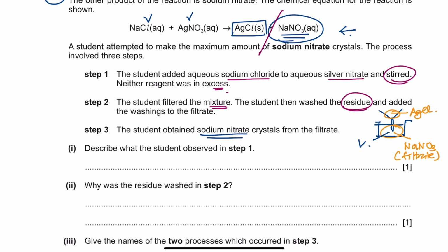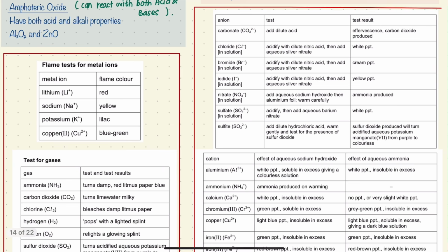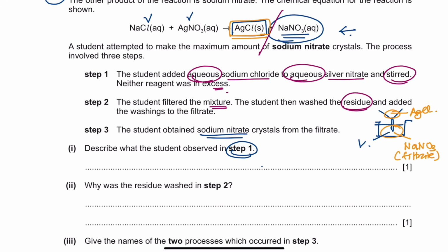Here you go. Describe what the student observed in step 1. Now step 1 is when you mix 2 aqueous solutions together, and when you mix them together, you manage to get silver chloride. Now silver chloride has a color. If you refer to this table, you would see that chloride ion gives you a white precipitate. So you can say over here that white precipitate is formed.